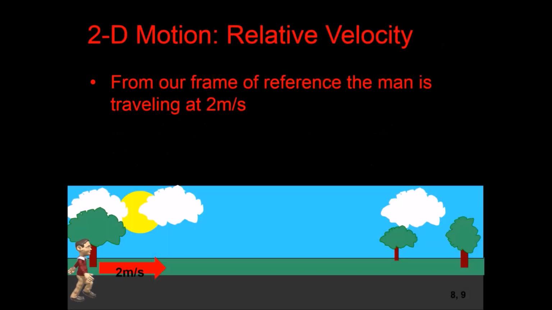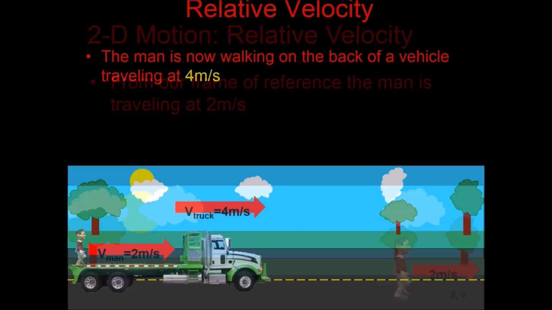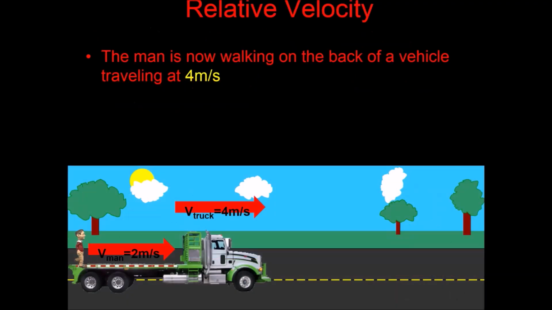So taking a look at this situation, from our frame of reference, this man is moving at 2 meters per second. And even though he's still walking, he's still standing still at this point. Take the same man. Now he's walking at 2 meters per second still, as per our previous case, but he's standing on the back of a truck bed, moving at 4 meters per second, a decidedly unsafe maneuver.